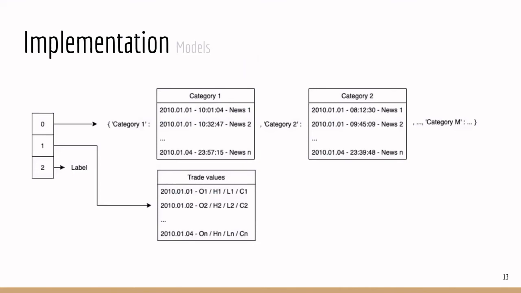From a technical point of view, the sample is described like this. We have a list of three values. The first value is the news, which is classified by category. So we have a dictionary with category one to category four, or M, and each category is represented with a data frame that contains the news and the timestamp. The second value is the trade values, which is also a data frame and contains all the prices from the currency pair. And the third and last value is the label, so here in our case, the triple barrier label.